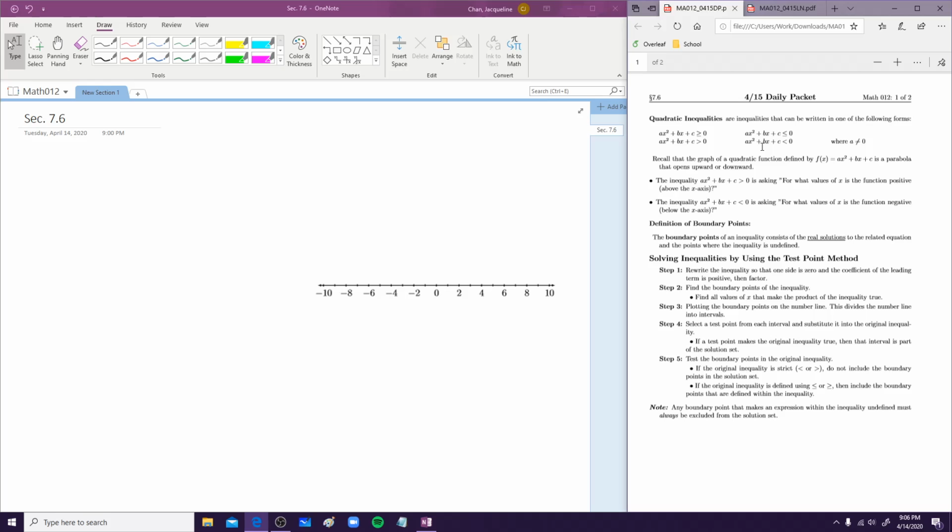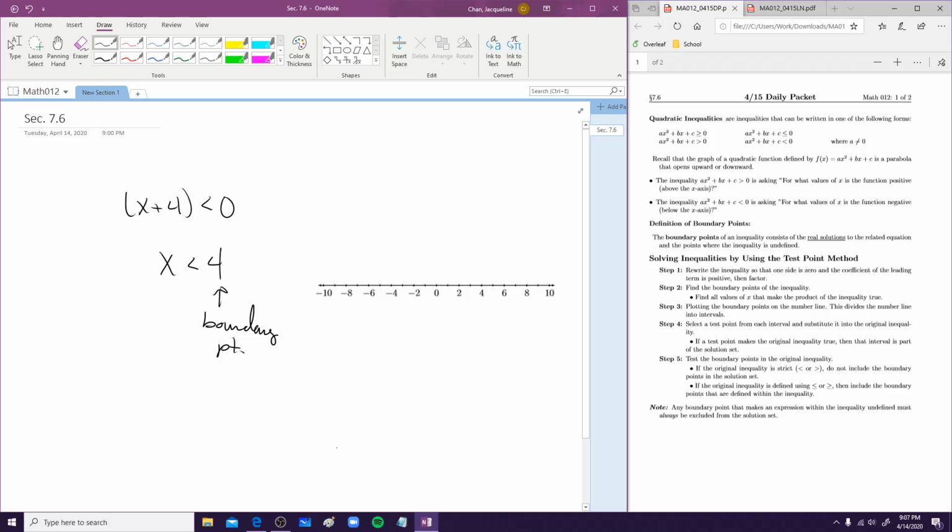So, for example, the boundary points, say, if it was x plus 4 less than 0, so remember when we did linear inequalities, we would have solved this and got x less than 4, our boundary point would have been 4. Right, so that's what a boundary point is. We'll also talk about that more when we do an example.